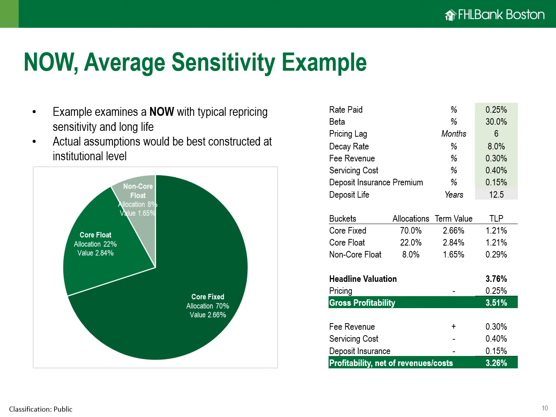We also figure out the TLPs associated with each one of those terms, and then add it all up, and we get to a gross profitability of 351. Put in the servicing costs and the deposit insurance and the fee revenue associated with the account, and the profitability net of all those revenues and costs is 3.26. And so when we start to think about the analysis that we're going to do for this type of account, even though this NOW account looks like it has expense associated with it of 25 basis points from an accounting perspective, economically, it has profitability of 3.26%. It probably has better profitability than most lending products that depositories offer.